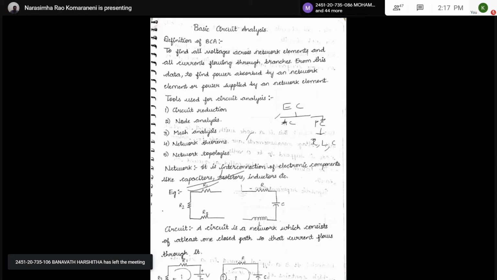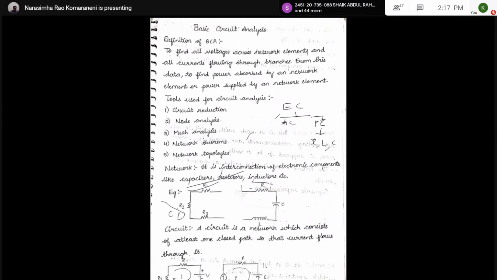Interconnection of electronic components. Examples: capacitors, resistors, inductors. If you see here, there are two circuits: circuit 1 and circuit 2. Here, resistance R1 is connected, R1's one end is connected to R2, and R2's other end is connected to R3. So this simple circuit is called a network. Similarly in the second example, three RLC components are interconnected. So the interconnection of these electronic components, either passive or active, is called a network.